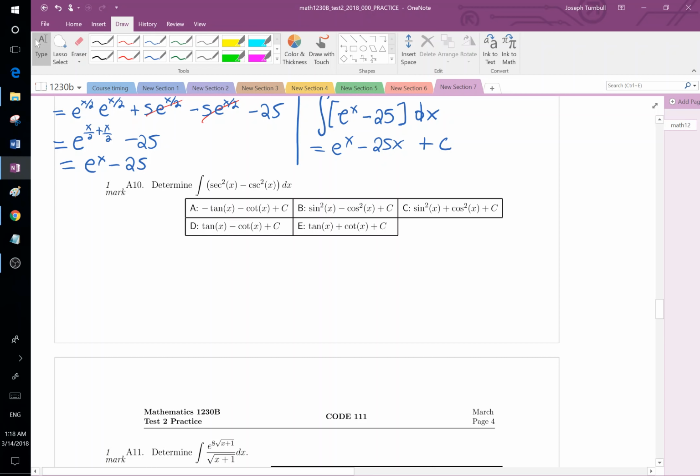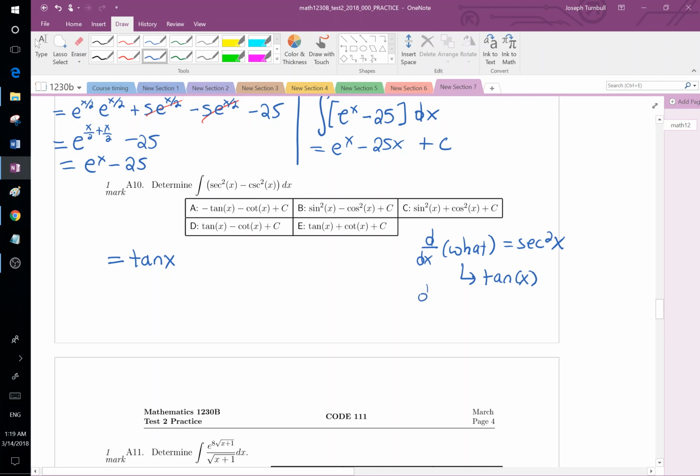Okay, number 10. Antiderivative of secant squared minus antiderivative of cosecant squared. So, d by dx of what equals secant squared? The answer for the what part is tan of x. The derivative of tan of x is secant squared. So this integral is going to be tan of x for the first part. Antiderivative of secant squared is tan.